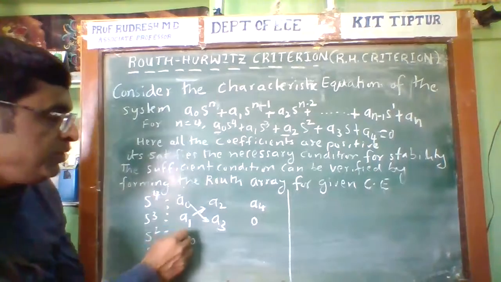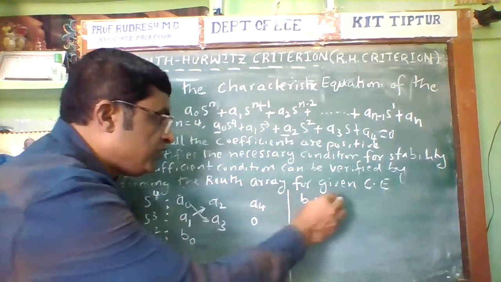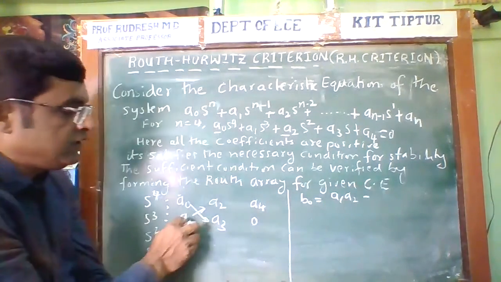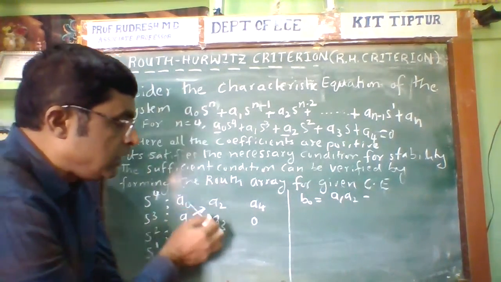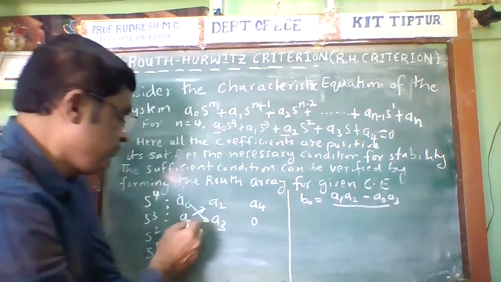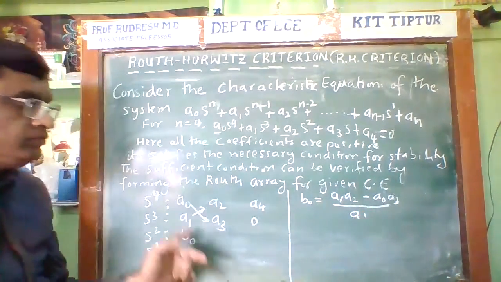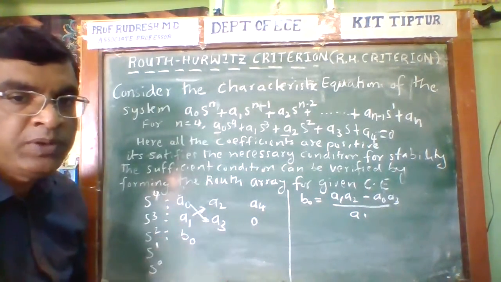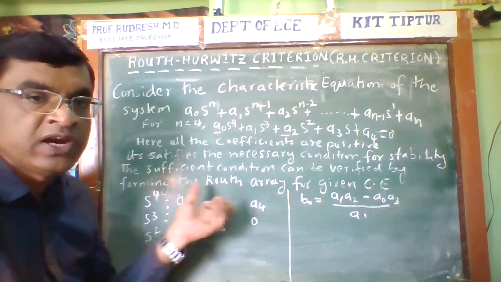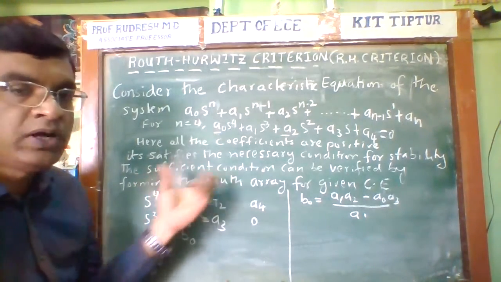So what is the value of b0? b0 is equal to a1 into a2 minus a0 into a3, divided by a1 itself. This is the procedure. We should remember while solving the problem that if the characteristic equation is given, we need to find out the Routh array. The Routh array can be formed as follows.